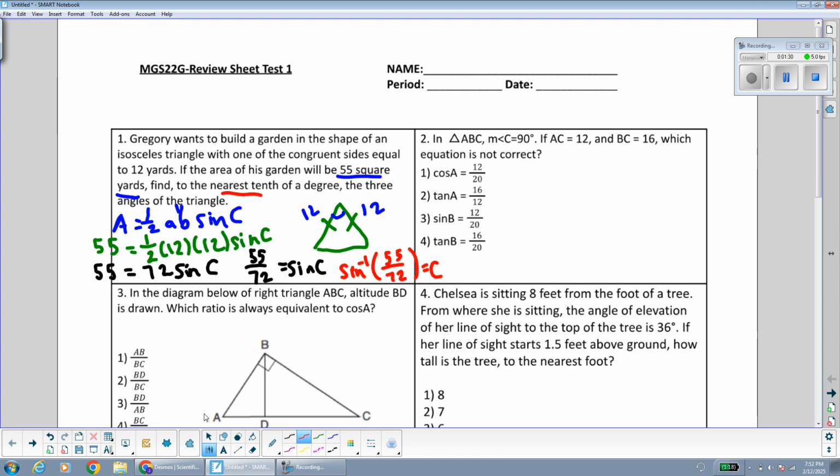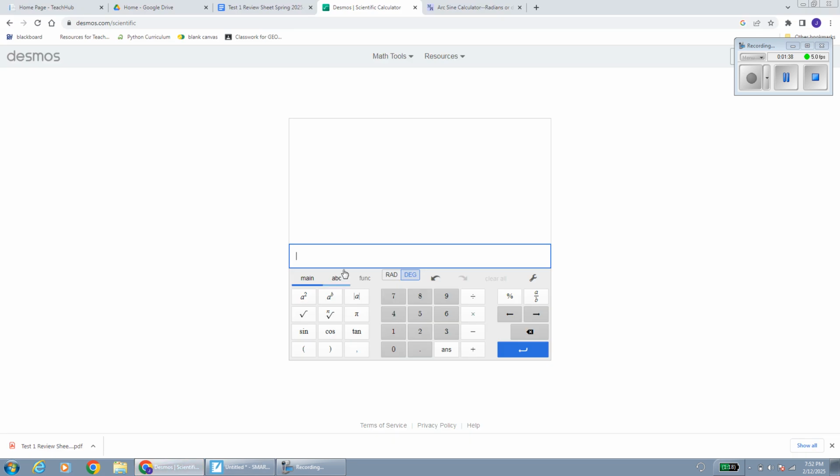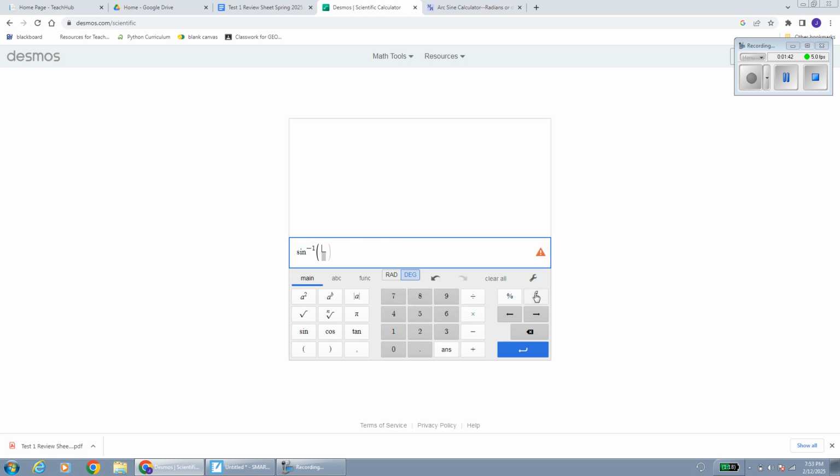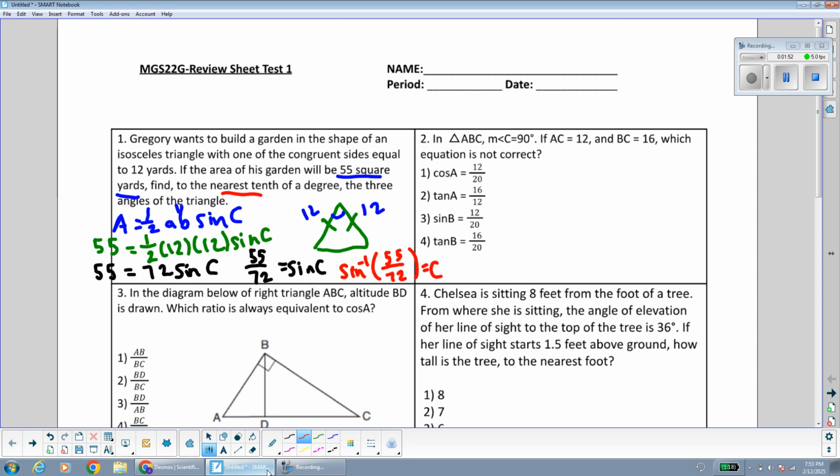It does say the nearest tenth. So let's get what that is to the nearest tenth. Well, that was 55 over 72. So inverse sine of 55 over 72. And that's about 49.8. So that's approximately, for this angle, 49.8 degrees. Now, these two angles are going to be congruent because they're opposite from the congruent sides in the isosceles triangle.